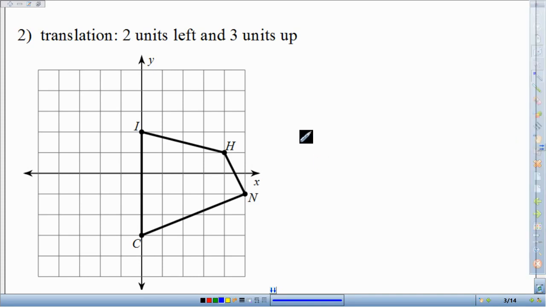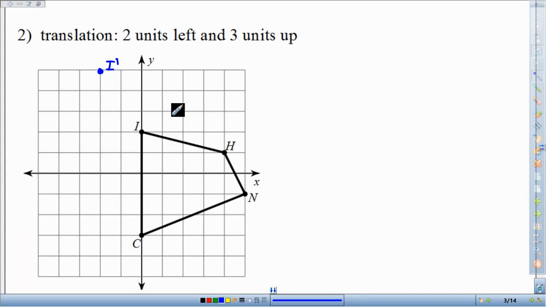Okay, so 2 units left, 3 units up. We're doing that with all 4 points here. It doesn't matter which one we start with. I'm going to start with I. Normally, I always start with the top left. So I'm going to go 2 units to the left, 3 units up, and there is my new I point, I prime. Then same idea with the rest of these.